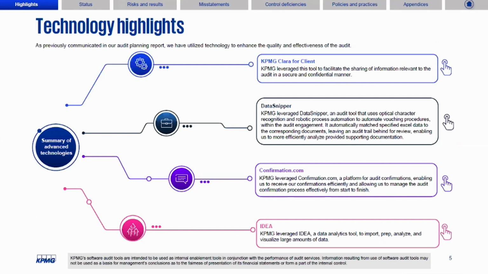We continue to use technology tools, including AI tools, to do analysis of large-scale classes of transactions, again, focusing our efforts more on risky or outlying information.